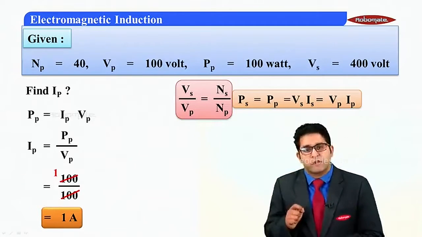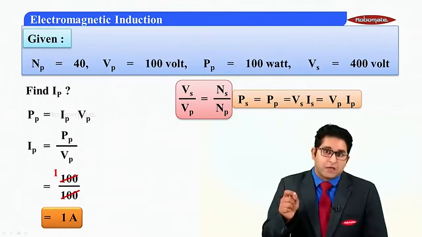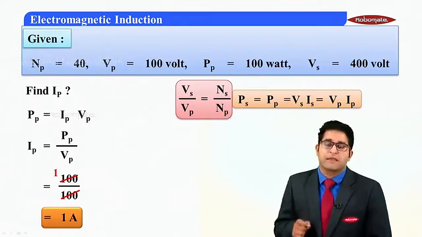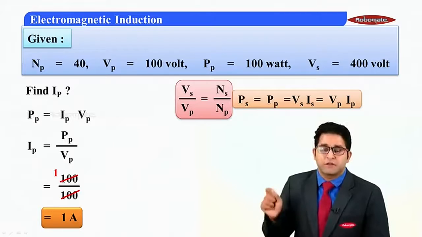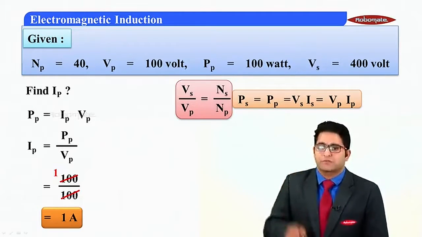And what was the value of current across secondary? That was 0.25 ampere, if you remember, right? So I can say current across secondary is lesser than the current across primary, and that was also the condition that we have learned in the types of transformer, and that too in a step up transformer, right?